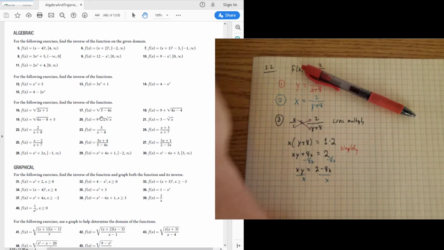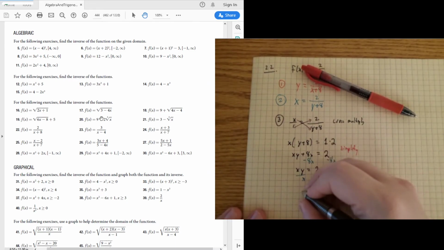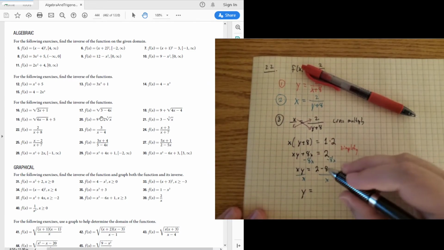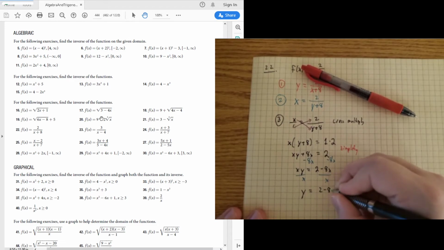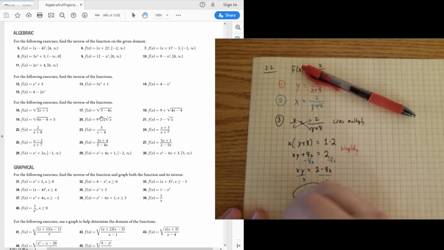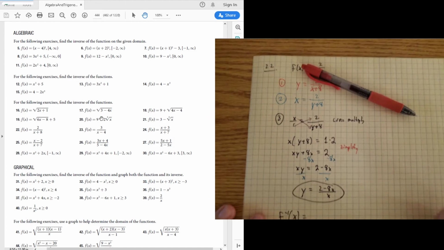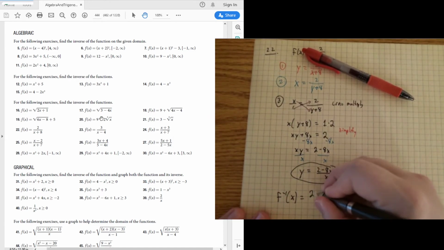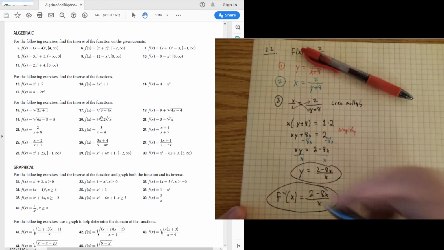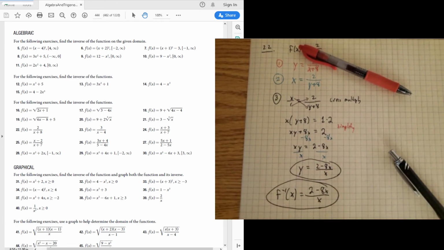Because what's that going to do? The x's on the left side are going to cancel, leaving just y by itself. On the right hand side, we end up with 2 minus 8x over x. You can leave it right there, which means that f inverse for this function is 2 minus 8x over x. This is a common thing with things like number 22.